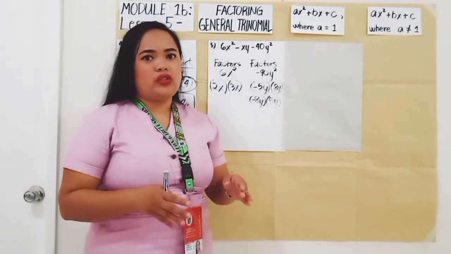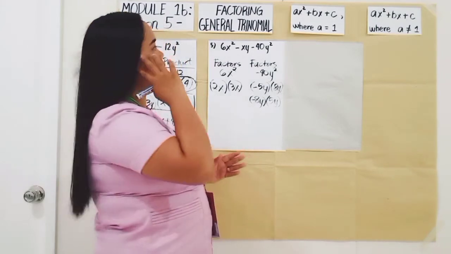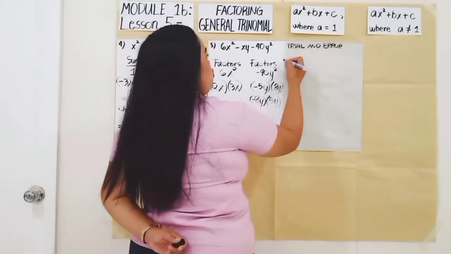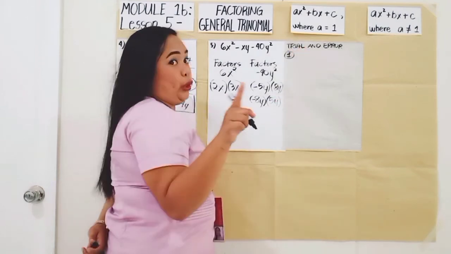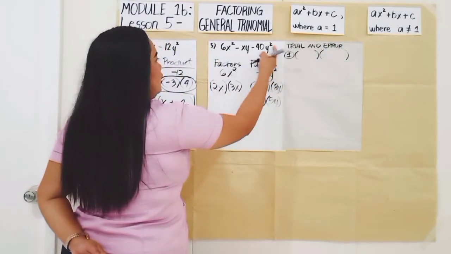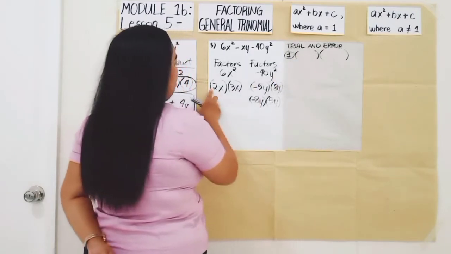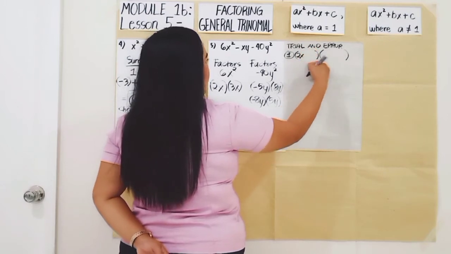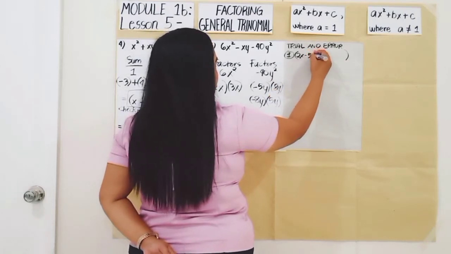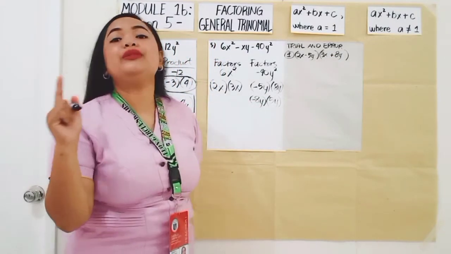To check if the factors are correct, observe the middle term. Okay? Which is -xy. So, let's try the first combination. The trinomial has factors of two binomials. So, let us try 2x and 3x. And then let us use this combination, -5y and +8y. Okay, now what are we going to do?